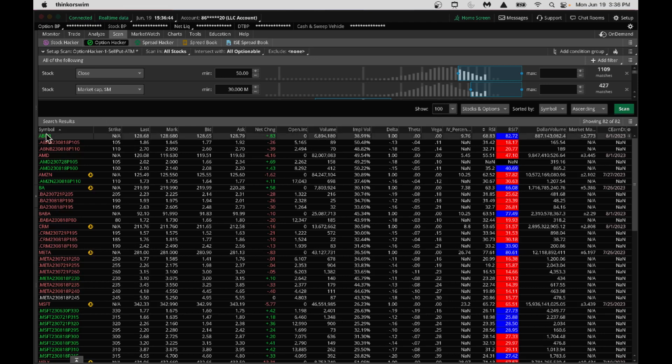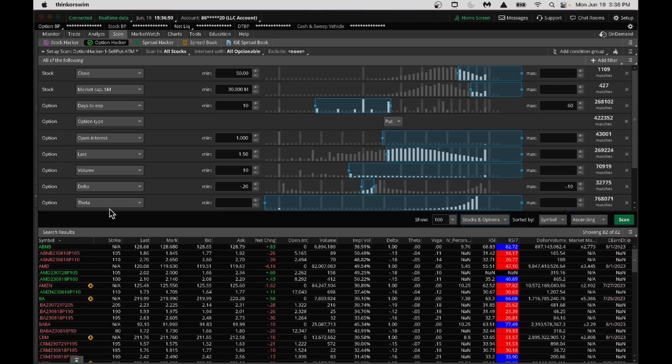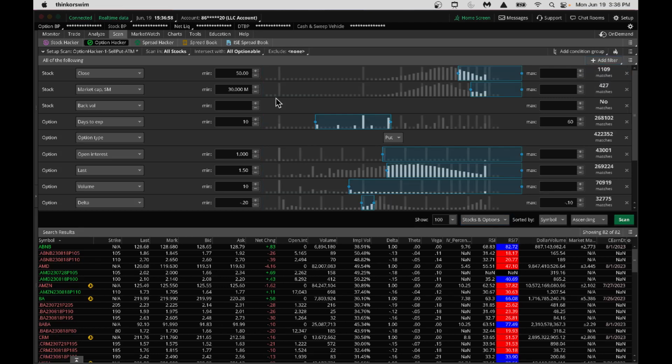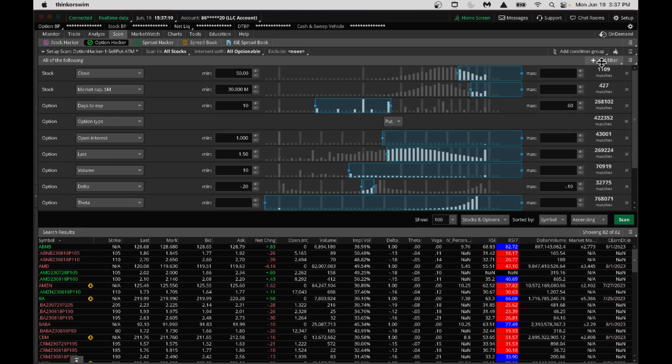What we can do here is we can go back to our scanner here. Let's go here and look, I can add one more criteria here. I can just go in here, add filter, and go to stock. And let's see here, stock, we got stock right here. It's the back volume. I'll select IV rank. Actually, let's do one thing. Let's remove this. We'll add a study here.